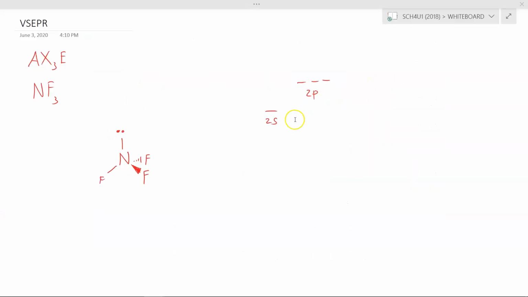So in the valence shell, nitrogen has 5 valence electrons: 1, 2, 3, 4, 5. Remember, we will use Hund's rule, stating that we have to fill up every suborbital first before we start doubling up. And of course, the Pauli exclusion principle says a maximum of 2 electrons, each with an opposite spin, per suborbital.